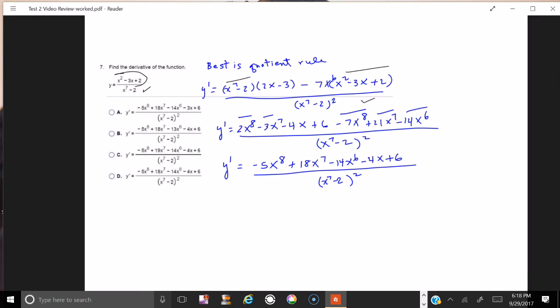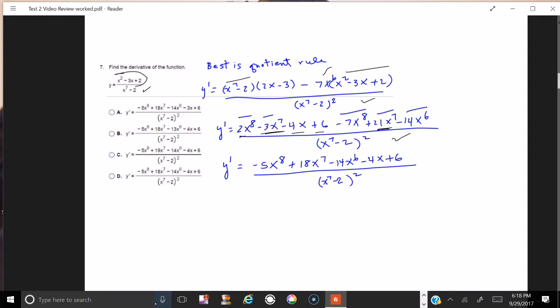Now we go ahead and multiply out to simplify, and we get 2x to the 8th minus 3x to the 7th minus 4x plus 6. Then we distribute the minus 7x to the 6th, and we get minus 7x to the 8th plus 21x to the 7th minus 14x to the 6th, all divided by x to the 7th minus 2 quantity squared.